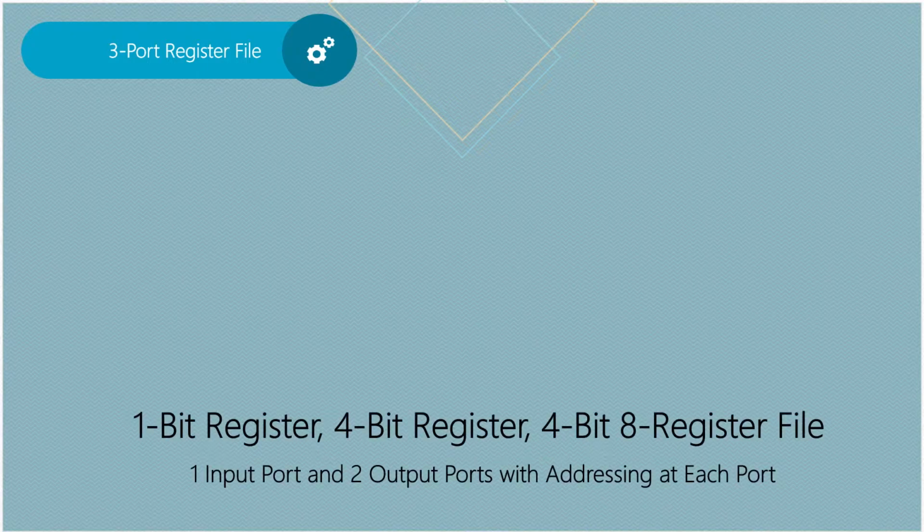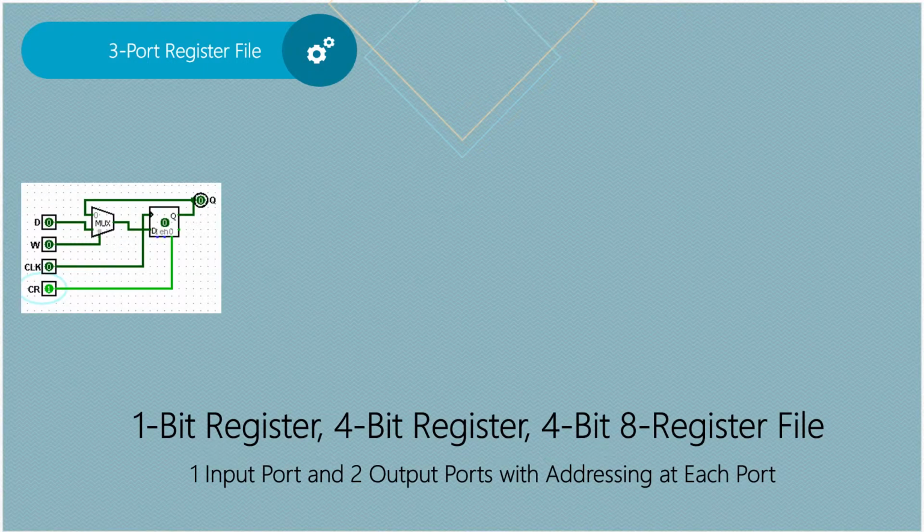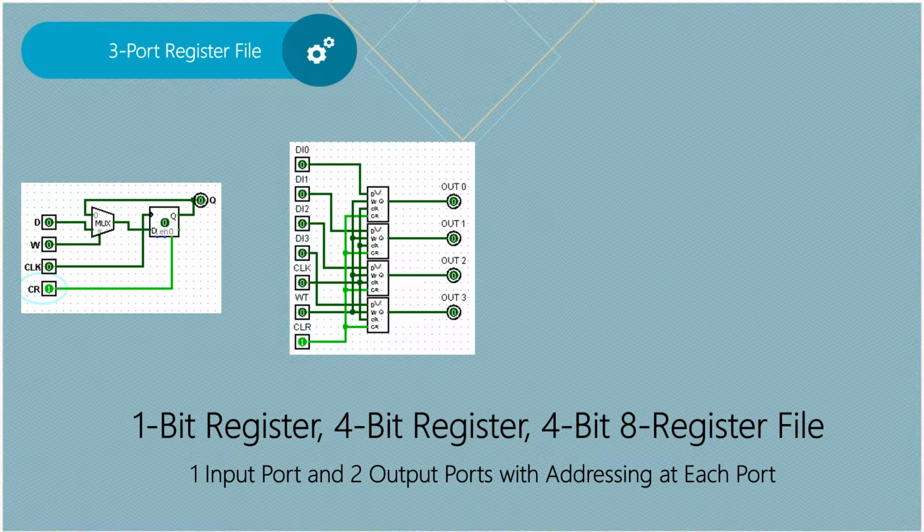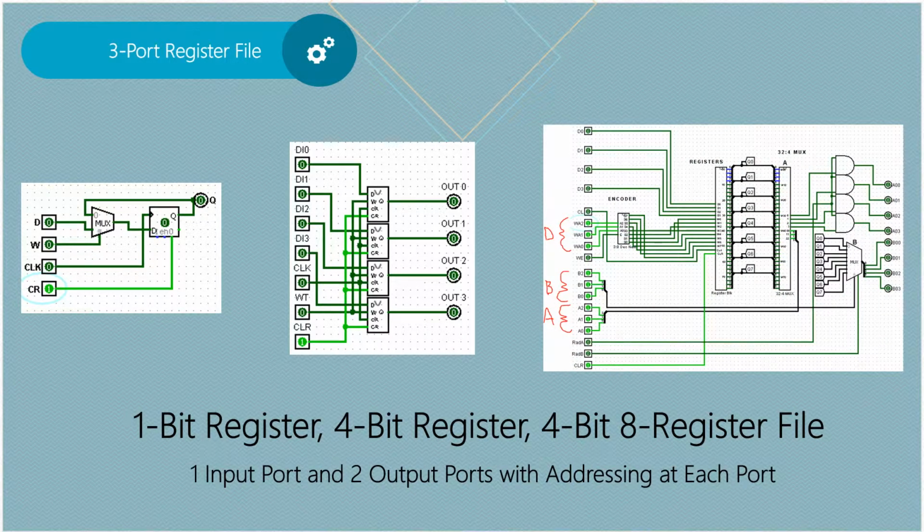Next, we look at the 3-port register file. It starts out with a 1-bit simple register with a clear. We put that into a 4-bit register, and then we take the 8 4-bit registers and put them into the file. We have multiplexers that allow us to have 1 input port and 2 output ports with addressing at each port. The addressing for the input port is at D. It's write address 2 through 0. The output port B is at B2 through 0, and the output port A is at A2 through 0.